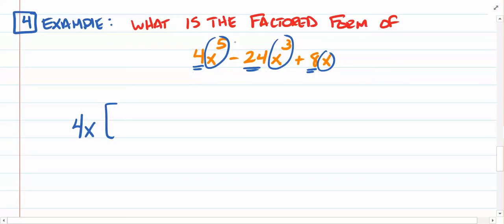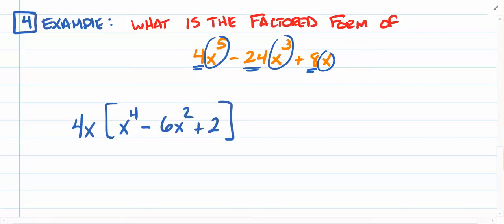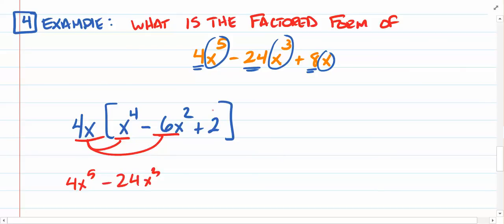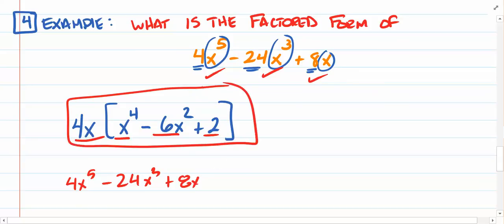Okay? So if I take 4x to the fifth and divide out 4x, I'm left with just x to the fourth. Minus, this is going to be 6x squared, and then finally plus the number 2. And then I'll do a quick check just to make sure. What's 4x times x to the fourth? Well, that would be 4x to the fifth. No problem. 4x times a negative 6x squared gives negative 24x to the third. Yep, that's right there. And then finally, 4x times a 2 gives me a positive 8x. And yep, that's right there. So this is the factored form of the polynomial: 4x multiplied by x to the fourth minus 6x squared plus 2.